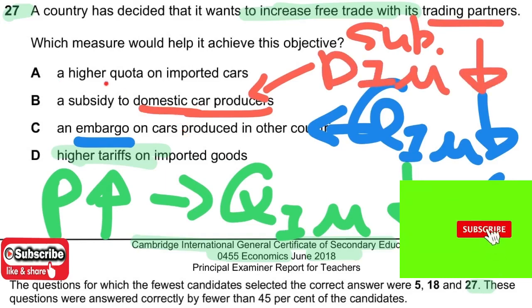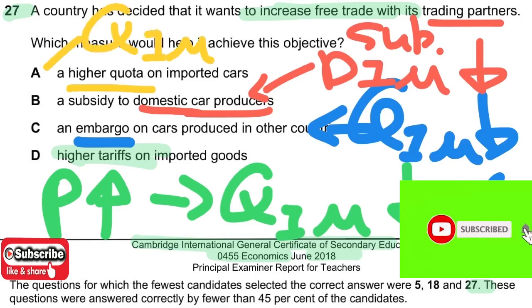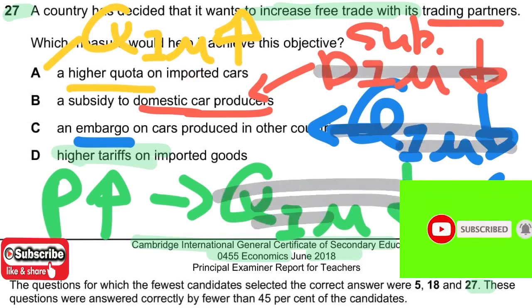So I would say the answer goes to A, because when you raise the quota, that means the quantity of import would increase, right? Okay, so that's the answer. Let me highlight with you. For option B, option C, and option D, they will make the quantity of import drop. Option A is the only way to raise the quantity of import.